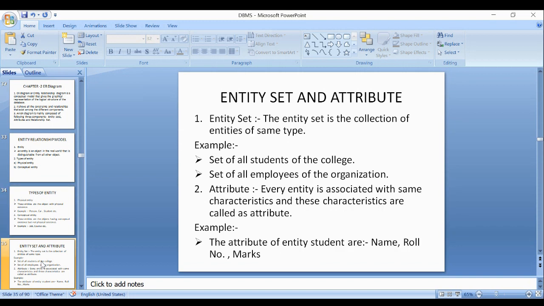Now coming to entity set and attribute. What is entity set? The entity set is the collection of entities of the same type. Example: set of all students of the college, set of all employees of the organization. What is attribute? Every entity is associated with some characteristics and these characteristics are called as attributes. Example: the attributes of entity student are name, roll number, marks, etc.